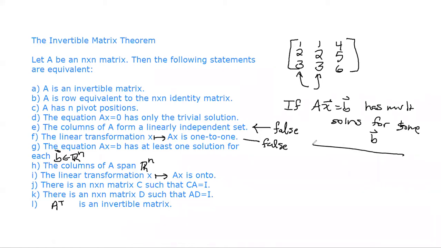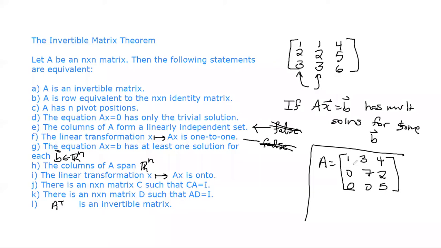Okay. So let's do a new example. Now I don't know whether these are true or false. Let's say I had a new matrix. So I had A equals 1, 3, 4, 0, 7, 2, 0, 0, 5. Now if I look at this, I see, hey, look, if I kept on reducing this, there's a pivot in every single row and every single column. So specifically, in this case, property C is true. Without doing anything else to this matrix, I automatically know this matrix is invertible. The columns are linearly independent. I know if it were a linear transformation, it would be one-to-one and onto.